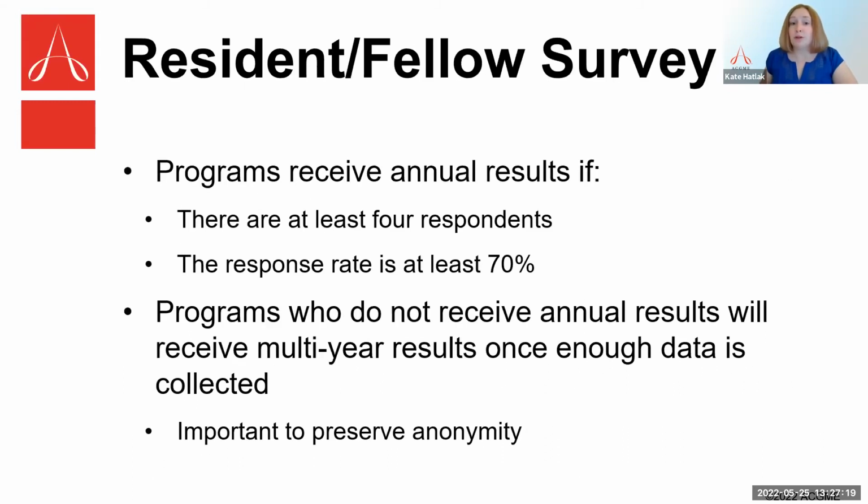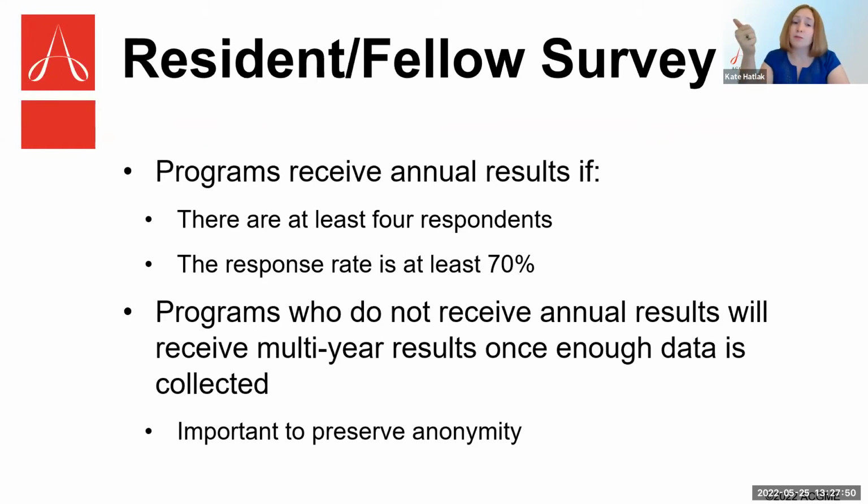So I wanted to come back to the resident fellow survey as well, because I do get some questions sometimes on, well, what do these numbers mean? How do I read this? What do I do with this? So first of all, to clarify, and I know the results for the 2022 survey came out just a week or 2 ago. So your program will receive the annual results if you have at least 4 respondents. I should say this applies to the faculty survey too. We're going to focus on the resident fellow survey, but it also applies to the faculty survey.